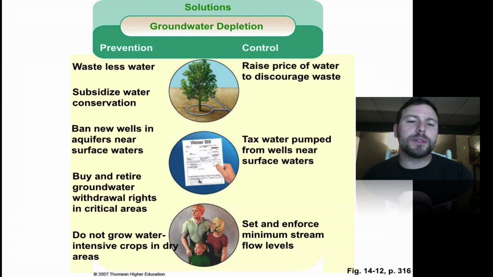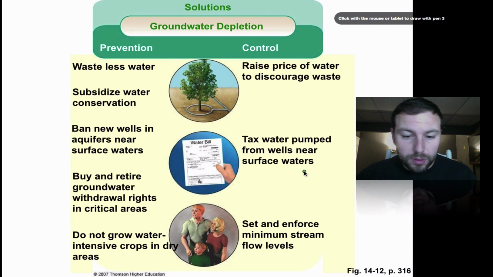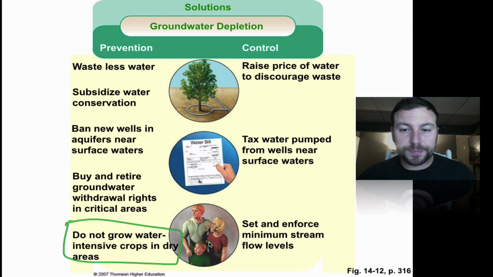So groundwater depletion, some issues. What we can do: waste less water, conserve every drop of water that we have, subsidize water conservation, which is a big deal, so that we pay people not to use water, keep it around. Ban new wells in aquifers near surface waters, buy or retire groundwater withdrawal rights in critical areas, and do not grow intensive crops in a dry area. Probably one of the biggest lessons learned right here is this, with the arrow C.